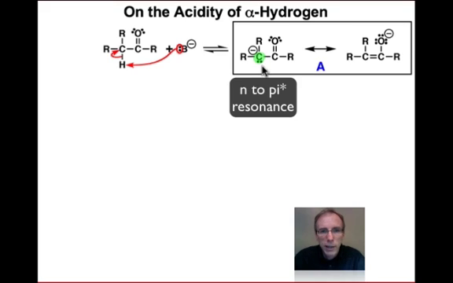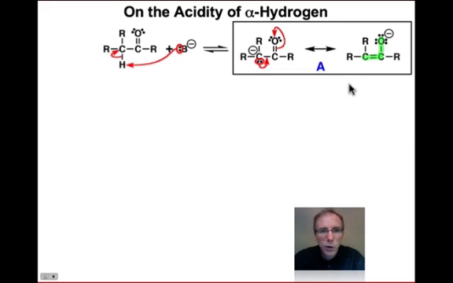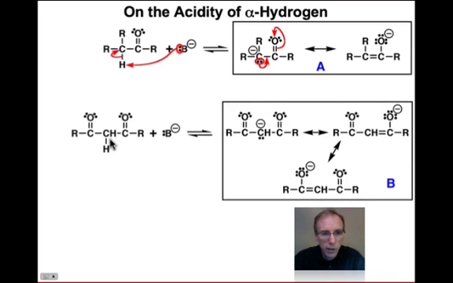This carbanion is resonance stabilized by n to pi star pi type interactions to make the structure that's shown here, which we commonly refer to as the enolate anion. In order to see the importance of this carbonyl group and stability of the anion, let's take a look at the closely related structure that's shown here.